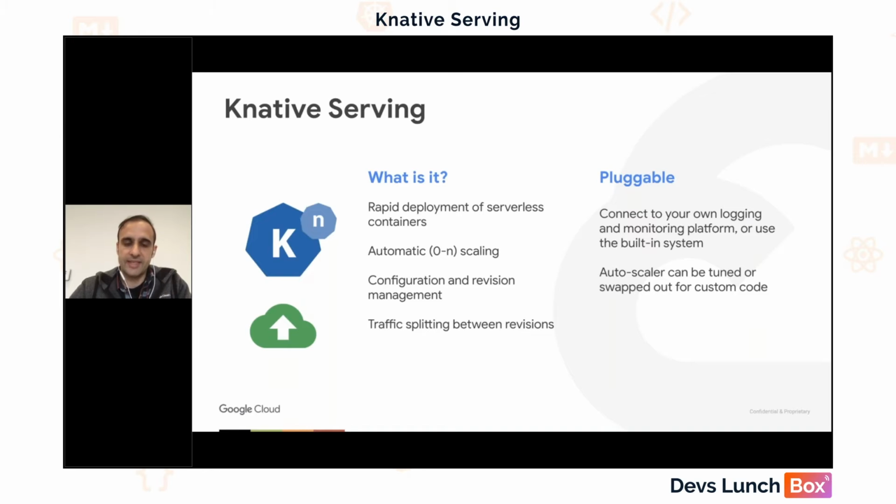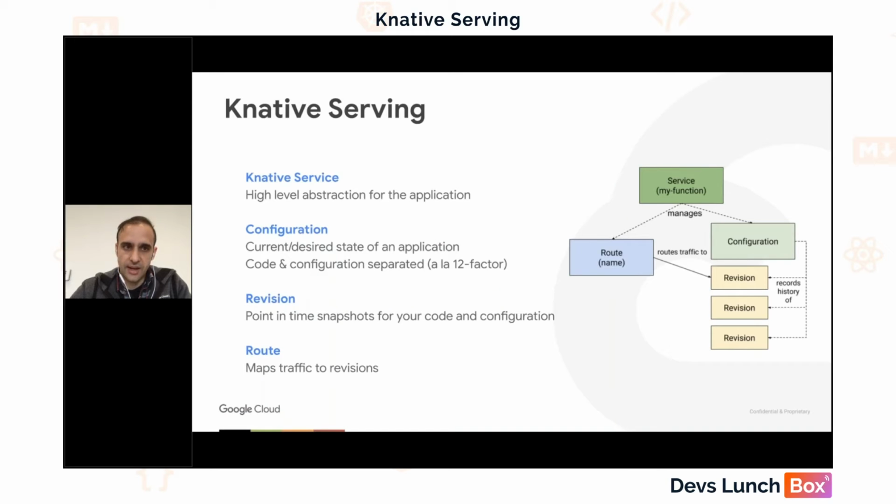It sets up automatic scaling, so your container can scale up to n that you define, or it scales down to 0 if no one uses it. You get a pretty basic configuration and revision management. So every time you deploy your container, you get a new revision of the container. And then once you have multiple revisions, you can split traffic between those revisions so that you can do traffic splitting.